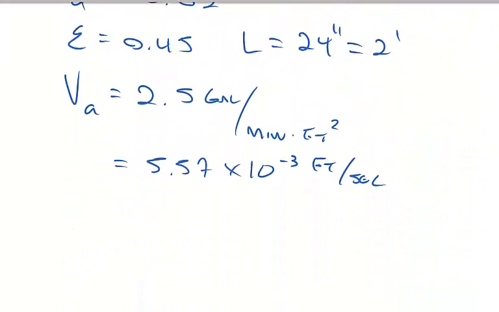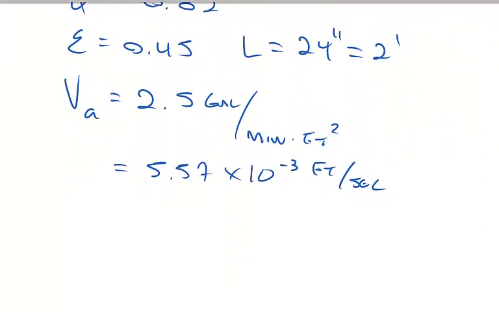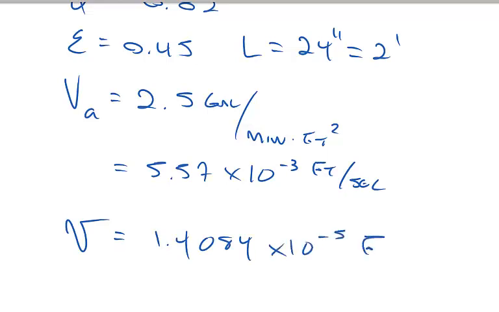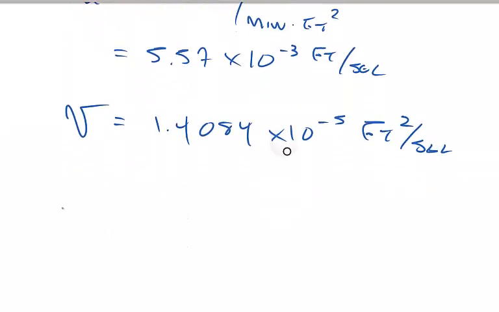Let's use the kinematic viscosity form of this equation. Typically we look this up, and we might get 1.3101 centistokes. Then there are typically conversion factors to get it into the units that we would need for this, and this should be about 1.4084 times 10 to the minus 5, in feet squared per second. Now we can plug that into the Reynolds number equation.